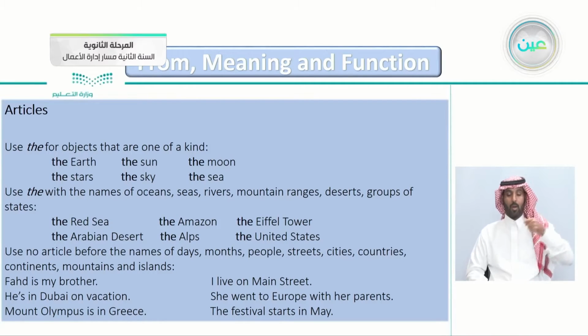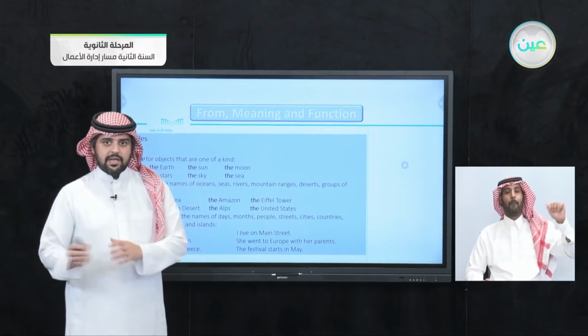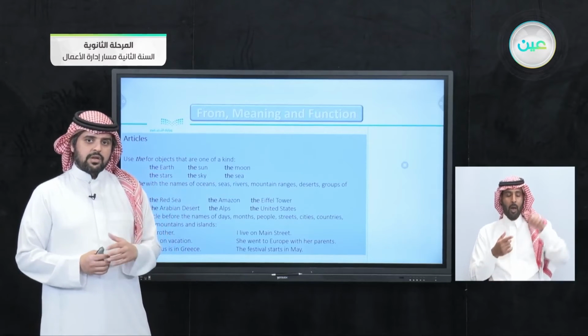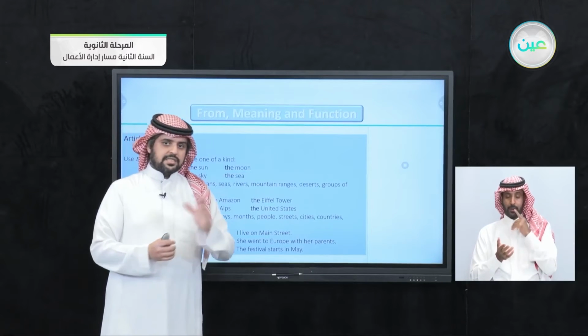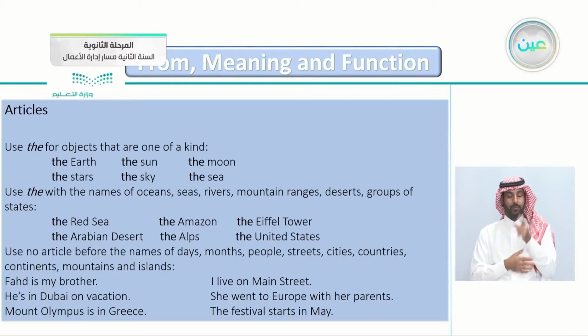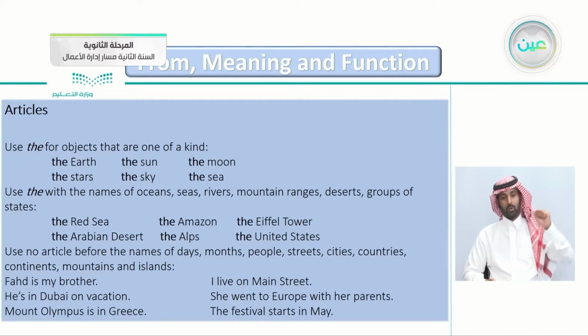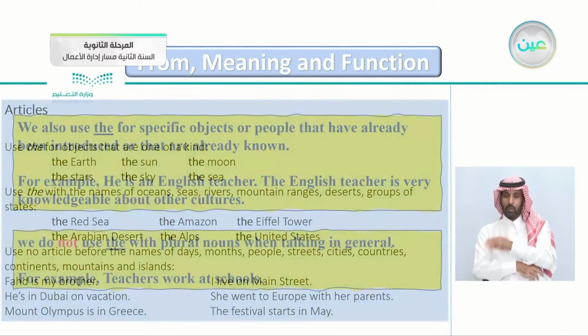Mount Olympus is in Greece. I live on Main Street. So this is the name of a street. I don't say on the Main Street. She went to Europe with her parents. The festival starts in May. I don't say in the May. I don't say I'm going to meet you the Saturday. I just say Saturday. So I don't use it with days, months, people, streets, cities, countries, continents, mountains, and islands.